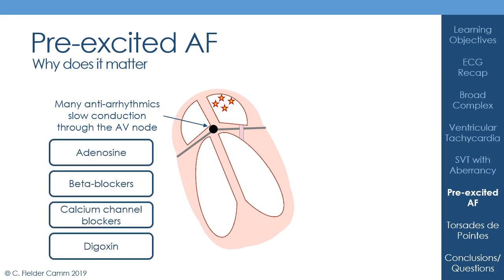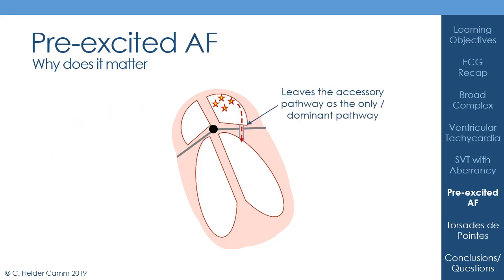And so I've pulled them out here, these four, A, B, C, D. Okay, so adenosine, beta blockers, calcium channel blockers, digoxin. They all work through slowing conduction in the AV node. Now, in pre-excited AF, that is a big problem, because if you block or slow the AV node considerably, that just leaves the accessory pathway as the only or at least dominant pathway.